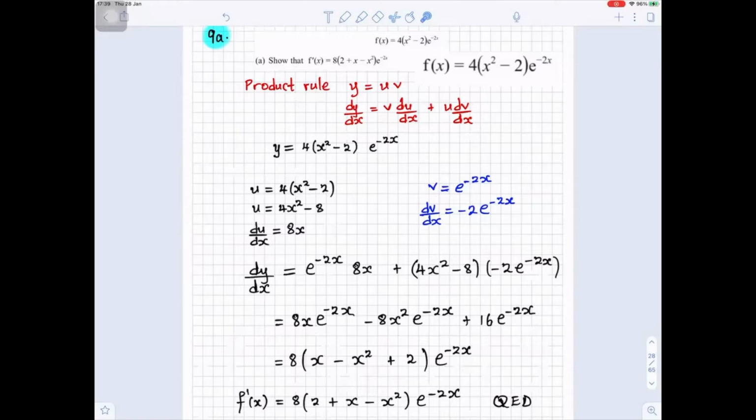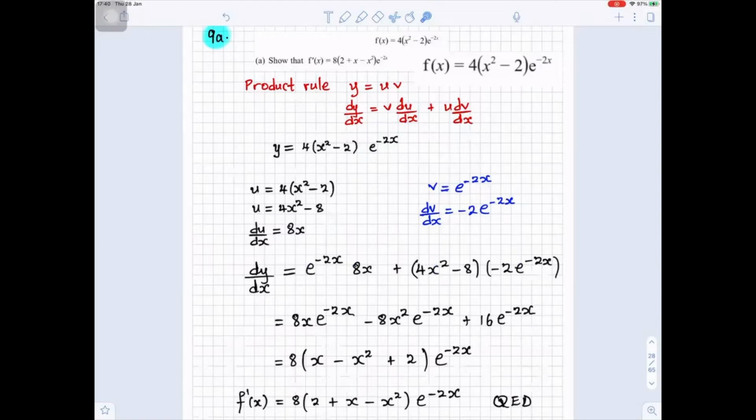Now, you want to write dy over dx. Using the formula, you put e to the minus 2x, which is your v, and then du over dx, which is 8x, plus u, which is 4x squared minus 8, times dv over dx, which is minus 2 e to the minus 2x. So all we are doing is substituting for v, for du over dx, for u, and for dv over dx.